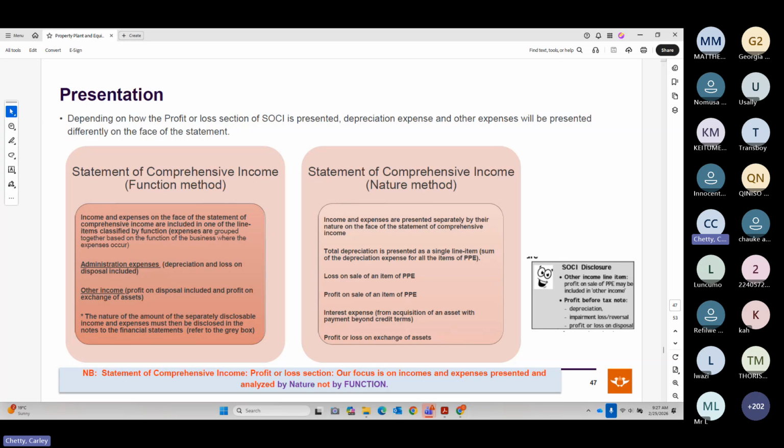The interest expense from the acquisition of an asset, so interest expense is also going to be shown, and it can relate to an asset if it is acquired with payment beyond normal credit terms. Then there could be a profit or loss on exchange of an asset. So all of these items are going to be presented separately based on their nature. Our focus is on income and expenses presented and analyzed by nature, not by function. But it's always good to know the function method in case you get to a company one day and that's the method they use.